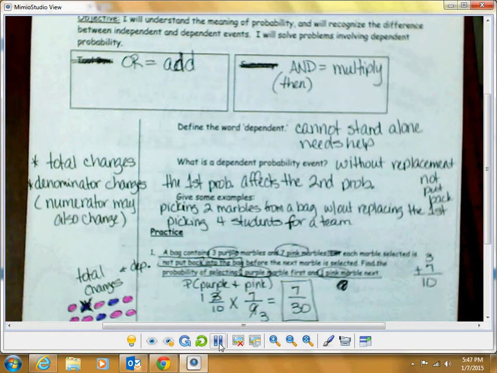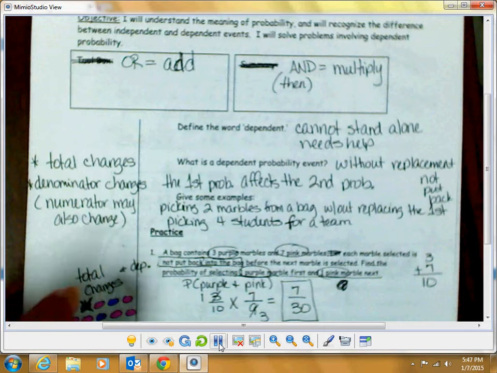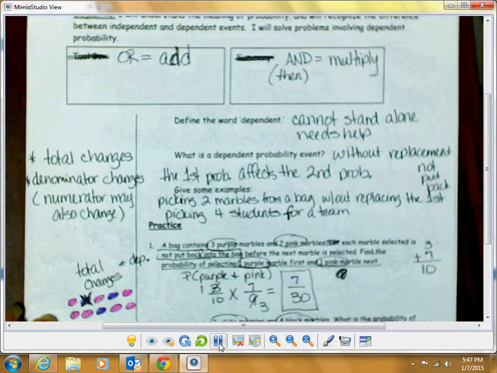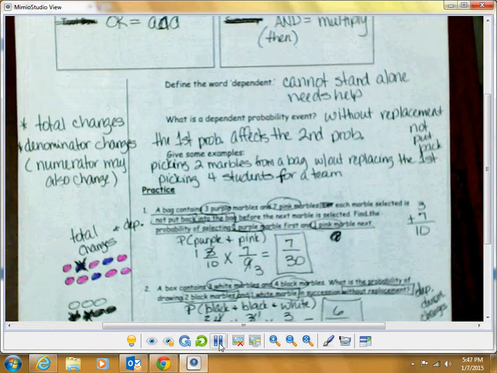Okay, we had the 2 examples. Now, depending on what class you were in, your paper may say something different, but this is from periods 5 and 6. Okay, and then we did our final practice problems.